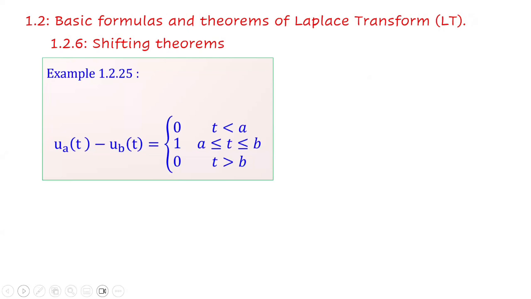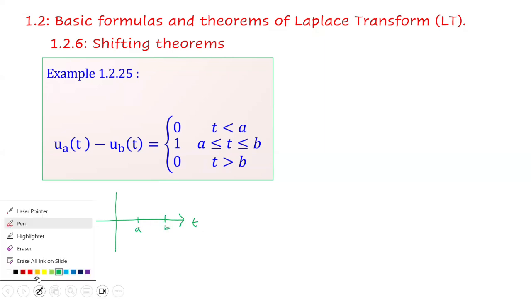Now there is another example here, u_a(t) minus u_b(t). This is 0 when t is less than a, 1 when a is less than or equal to t less than or equal to b, and 0 when t is greater than b. So it can be defined like this. This is t, and let's say this is a, and this is b.